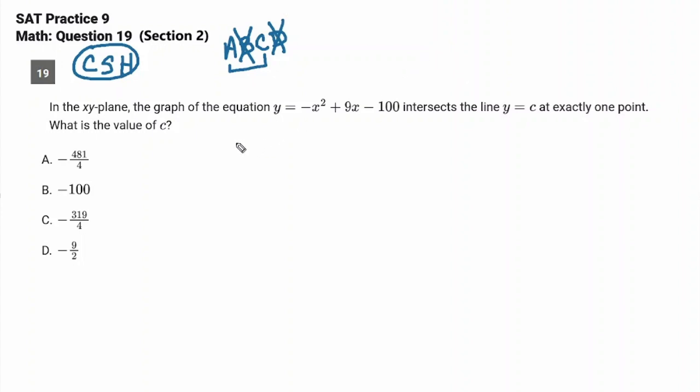In the xy plane, the graph of the equation y equals negative x squared plus 9x minus 100 intersects the line y equals c at exactly 1 point. What's the value of c? So we're looking for c. Write it down and circle it.